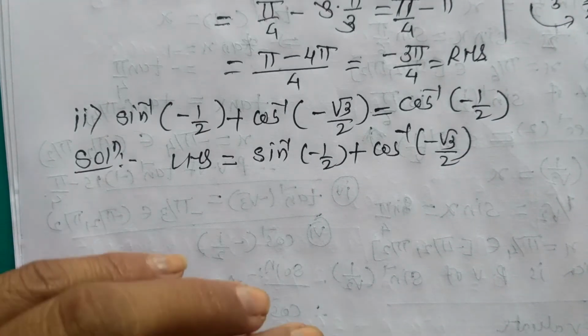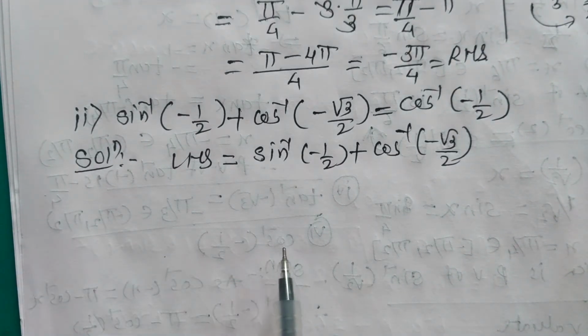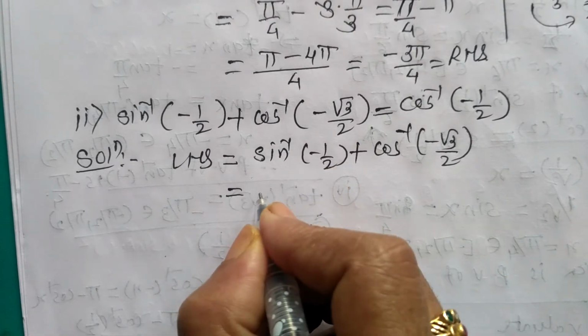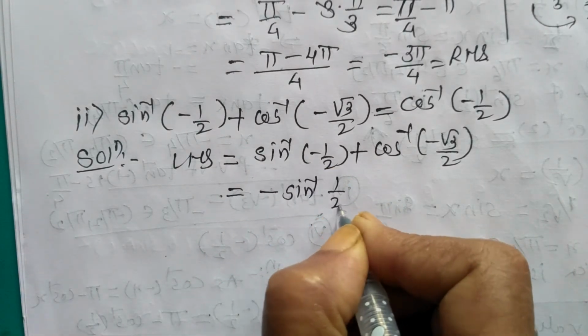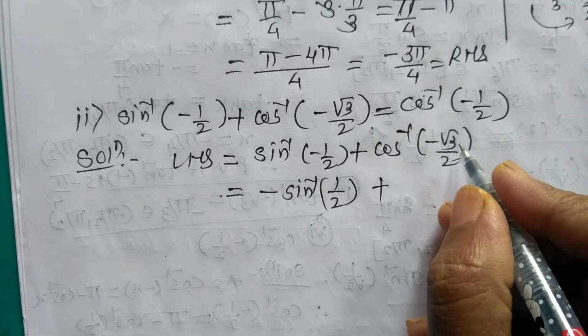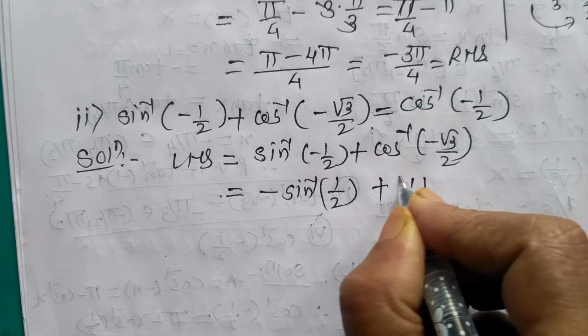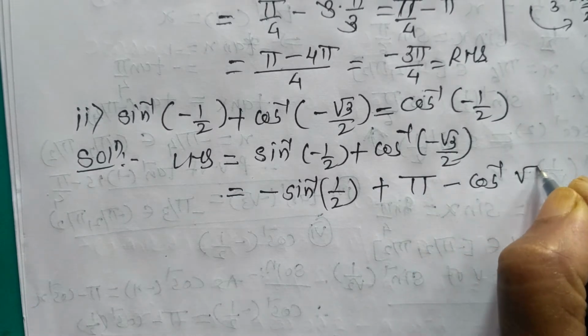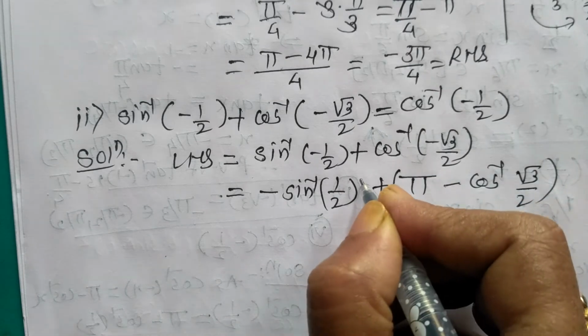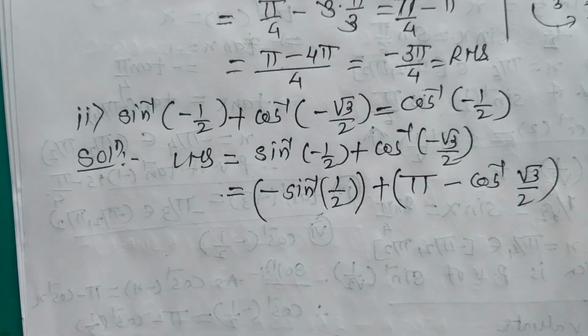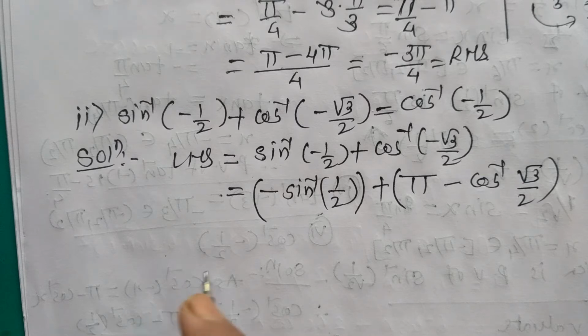Now, before taking the measurement of angles for sine inverse minus half, we use the property for negative numbers in inverse trigonometric functions. Sine inverse of minus x is minus of sine inverse x. So minus of sine inverse half. And cos inverse of minus root 3 by 2 is pi minus cos inverse root 3 by 2. So these are the properties for the first and second terms. For the first term, the negative sign comes out of the ratio, and for the second we take its supplementary value, that is pi minus cos inverse root 3 by 2, and then take the values one by one.